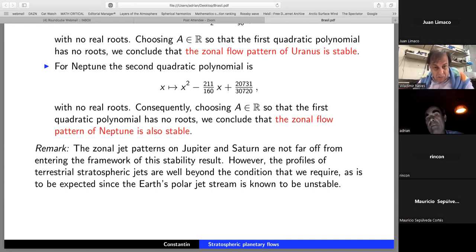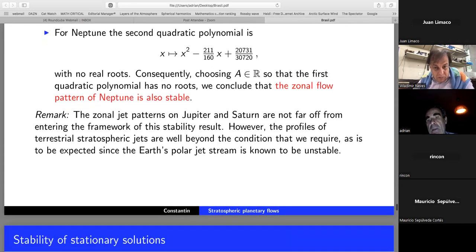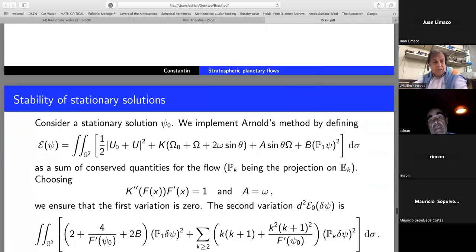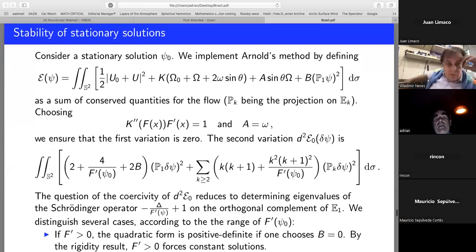The profile there won't be a quadratic polynomial because there are too many oscillations and the condition is not satisfied. This just means that we don't know how to prove it. As for experimental data in the sense of field data, observations seem to show that these zonal flows are stable also on Jupiter and Saturn.